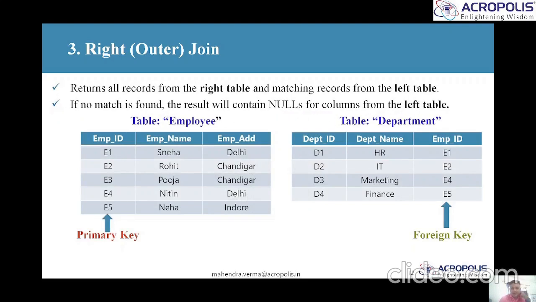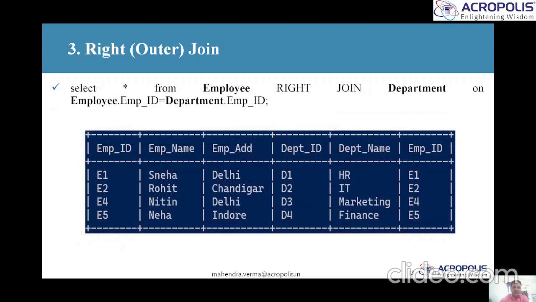So again I am taking both the tables, employee and department, and as I have already told you, we will get all the records from the right table and only the matching records from the left table, and if we don't get any match, the result will have null values from the left table. So its query is given over here. Observe the query, and the output after execution of the query is shown over here.